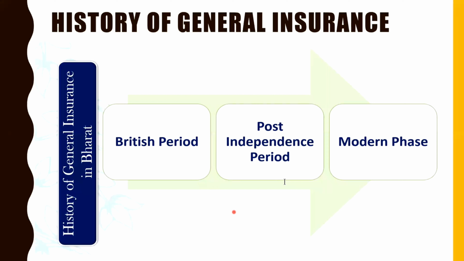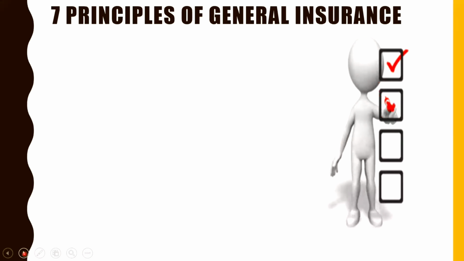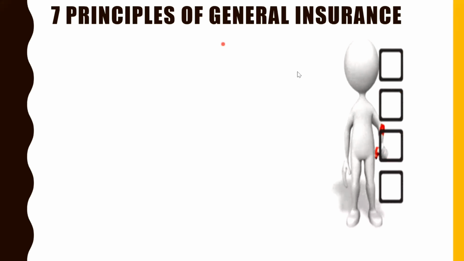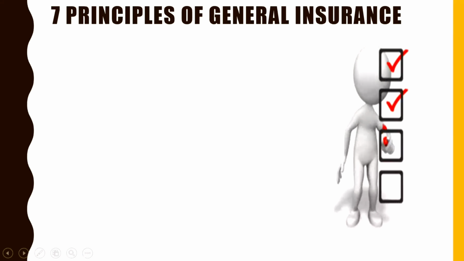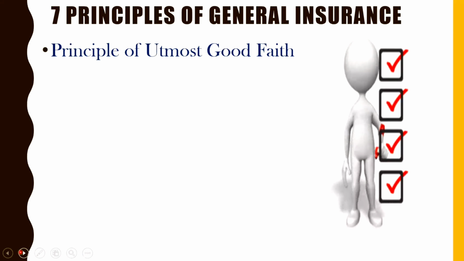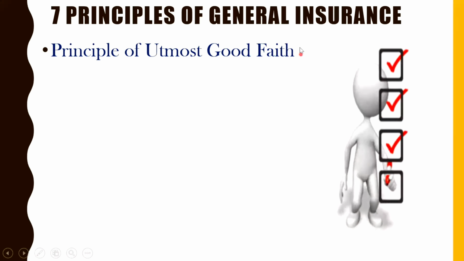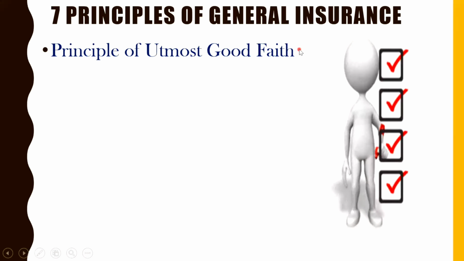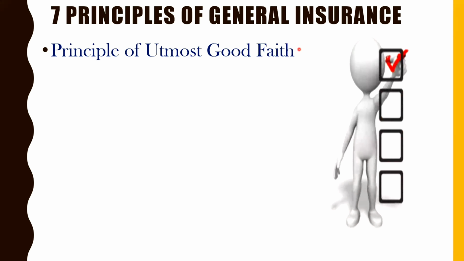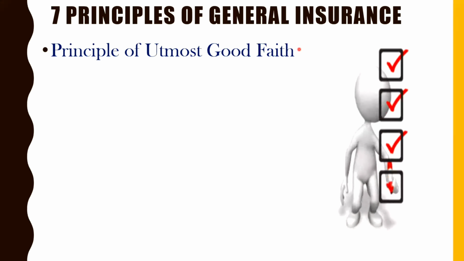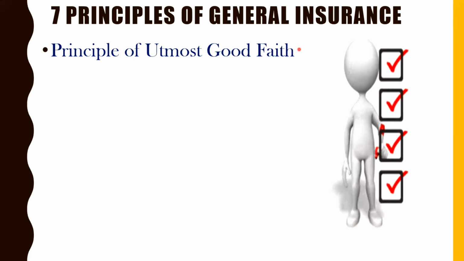Now let us understand, when the agreement is happening between the two parties, the insured and the insurer, what kind of principles they should follow. That means what kind of rules they should have, and what things they should keep in mind when they are entering into general insurance. The first principle is the principle of utmost good faith, because both parties are entering into a contract where one party is promising that they will protect the asset, and if anything happens to the asset, they will take the loss responsibility.